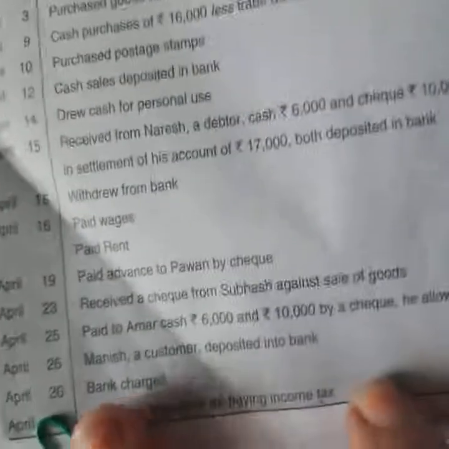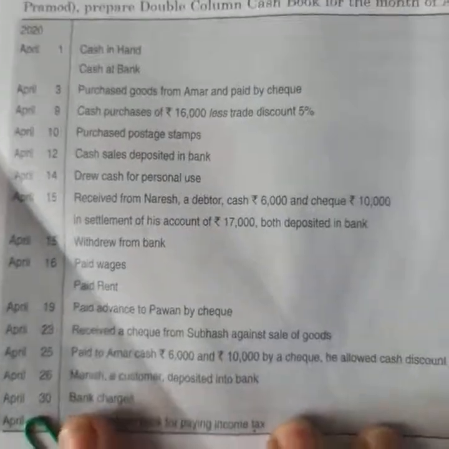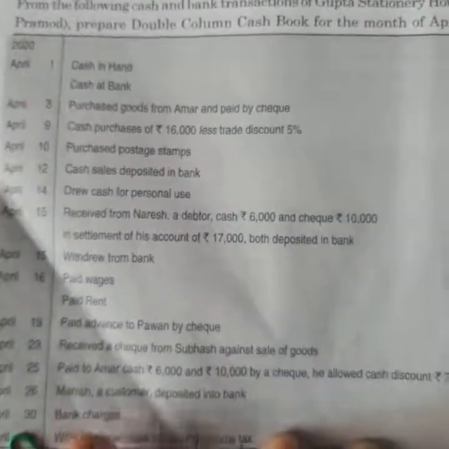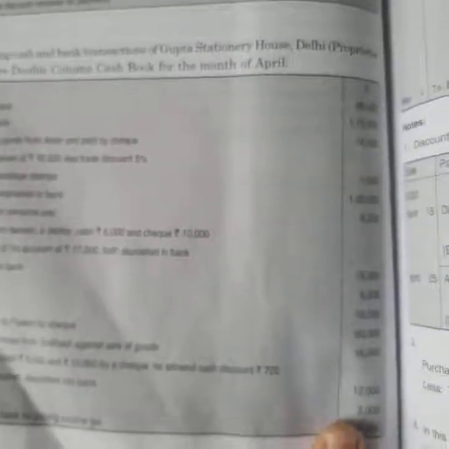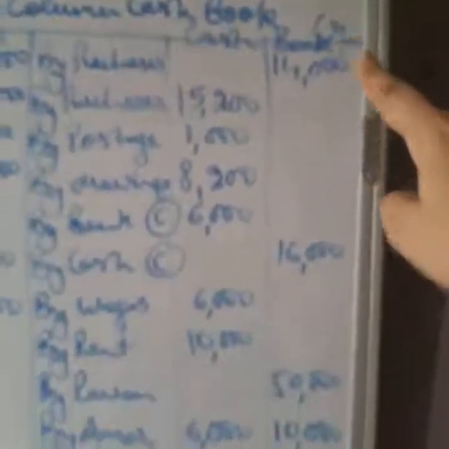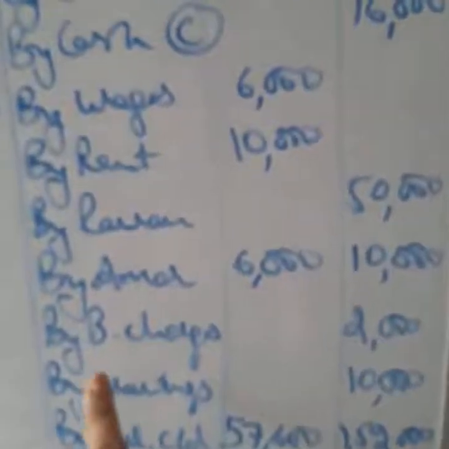Next, bank charges. Bank generally makes charges. It deducts charges from our account only for its services. So bank charges is an expense. It is being deducted from our bank account. So entry will be bank charges to bank account. So bank is being credited. So go to its credit side, by bank charges 2,000.